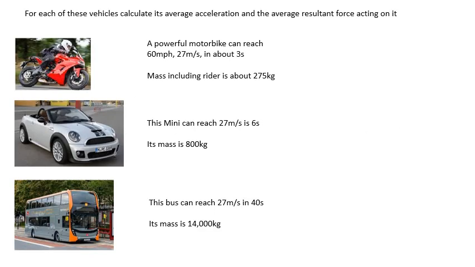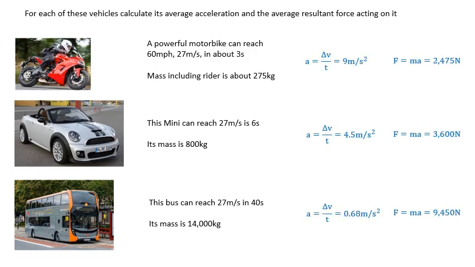I'm going to do a whole video about stopping distance and different vehicles and stuff like that because it comes up quite regularly. Let's have a quick look at this. You've got a motorbike, you've got a mini, and you've got a bus. And basically what I'd like you to do is to work out the average acceleration using the data that I've given you and actually work out the average resultant force as well. So have a go at them, pen, paper, calculator.